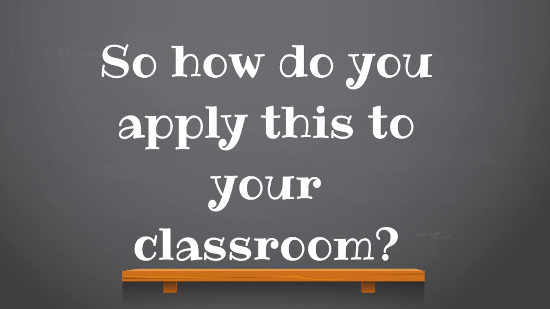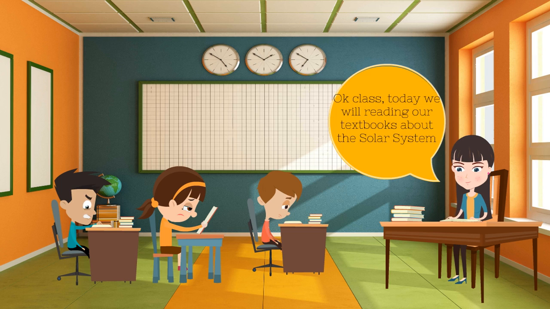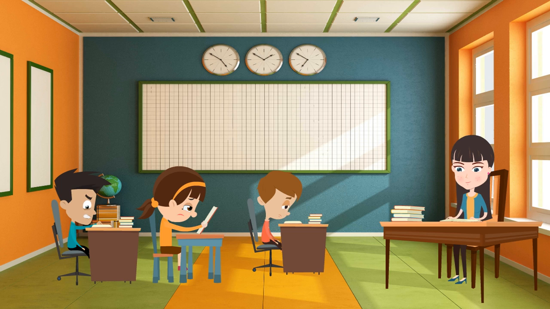Dual coding theory is used in a classroom every day when we make PowerPoint presentations or have concrete examples to go along with our lessons. This animation is also considered dual coding. So let's say you're teaching a science class and you want to teach your students about the solar system. The teacher would say, "Okay class, today we'll be reading our textbooks about the solar system. The solar system is made of planets, moons, asteroids, meteors, stars, and our sun. It was created 4.6 billion years ago. There are 8 planets in our system: Mercury, Venus, Earth, Mars, Jupiter, Saturn, Uranus, and Neptune. The only planet that is able to sustain life is the planet Earth."